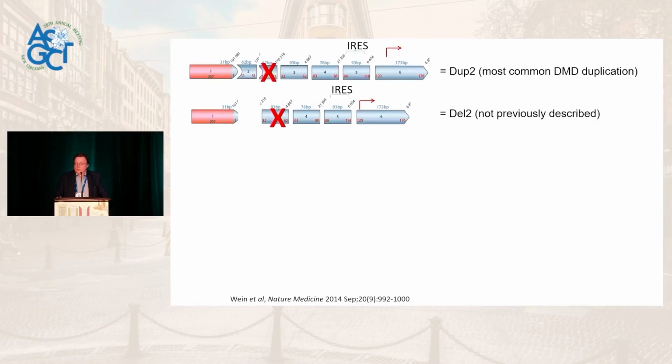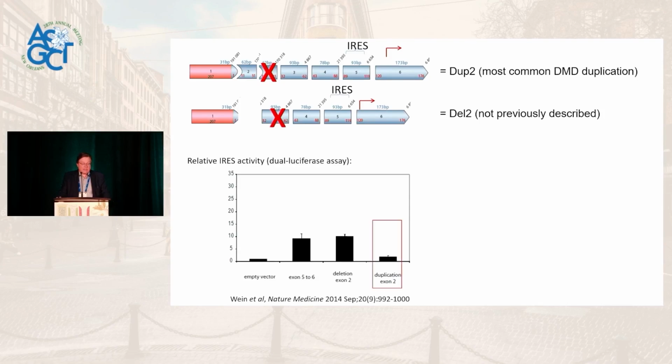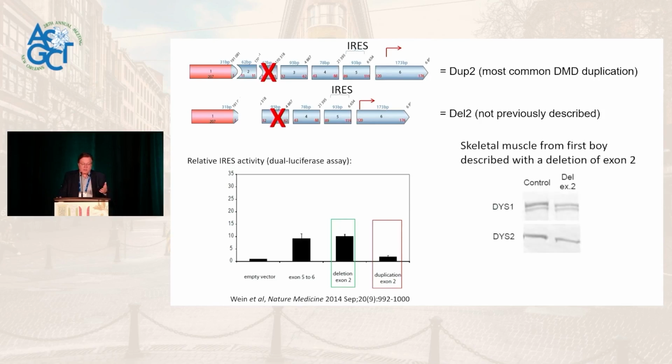And one of the things we've done is to look at this, we began looking at it in the context of how we could make use of that IRES to generate that functional version of the protein. And we made an observation that in patients with duplications of exon 2, the most common version of this, they had DMD, and in fact, they had no IRES activity. But patients with deletions of exon 2, they in fact had full IRES activity and had no symptoms.